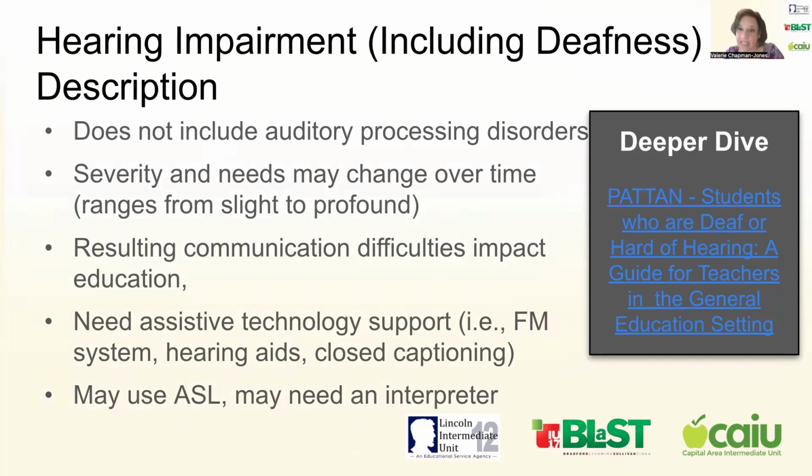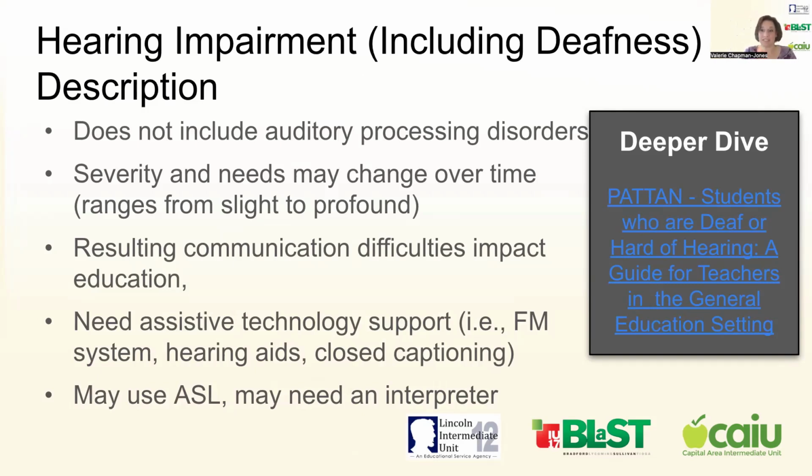We can have a slight hearing loss, all the way up to profound hearing loss. And depending on the child, they may have a progressive loss where they might start out with slight hearing losses, but as they age, they may have more hearing loss over time. Oftentimes, hearing impairments certainly result in communication difficulties, and they may often have a secondary diagnosis of a speech language impairment.